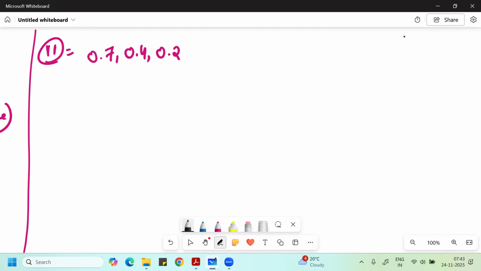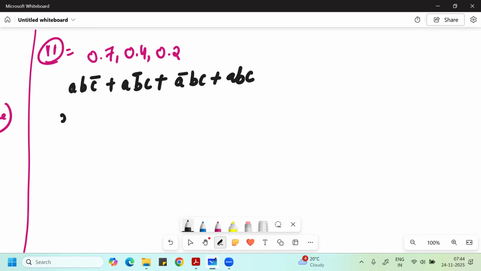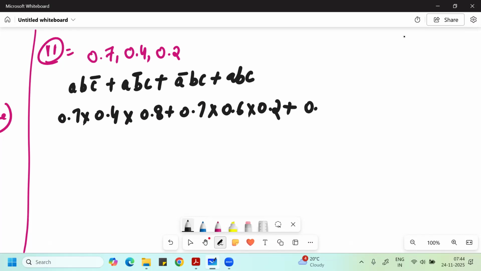At least means maybe A and B survive, C does not survive; or A and C survive, B does not survive; or A does not survive, B and C survive; or all three of them survive. That gives you at least two of them surviving the next 5 years. So this is 0.7 into 0.4 into C not surviving, which is 0.8. Then A is 0.7, B is 0.6, C is 0.2. Then A is 0.7, B is 0.4, C is 0.2.